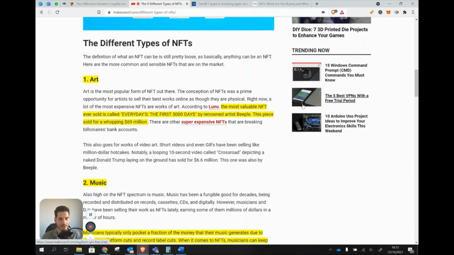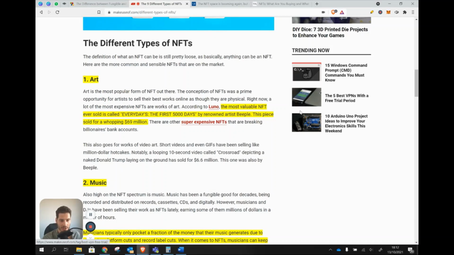So the first NFT that I'm going to talk about is art. The most valuable NFT ever sold is called Everydays: the First 5000 Days by renowned artist Beeple. Beeple creates one piece of art every single day. He put together 5,000 days of art and sold this piece for $69 million. So that is the most expensive NFT sold until now.